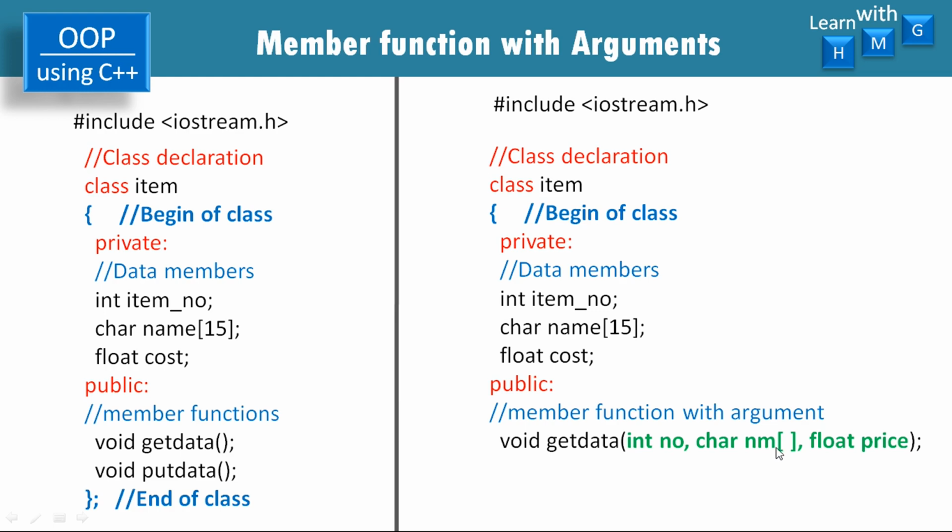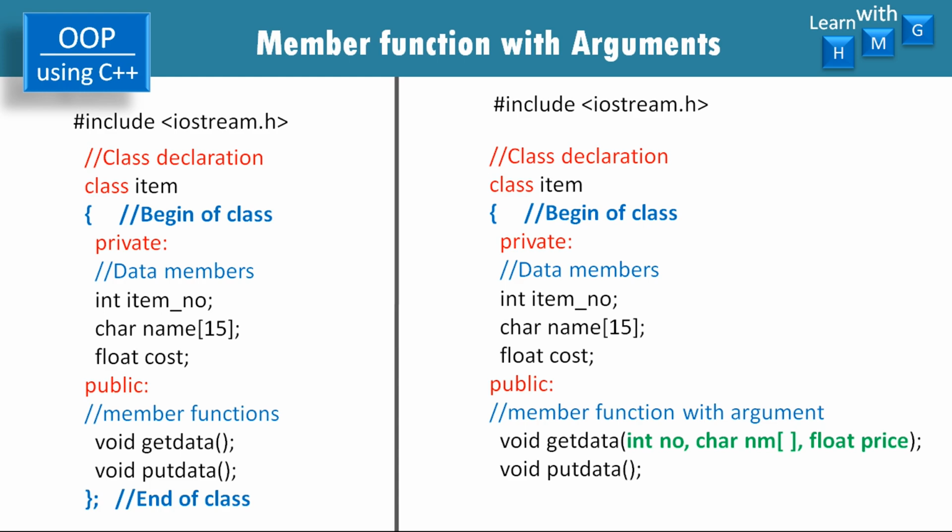Whenever you are passing a one dimensional array to the function, it is passed like data type, then name of array and empty square brackets. It is not required to specify the size whenever you are passing a one dimensional array as an argument. And the third data member is cost, for that the argument is price, and the same float type is used. Then the second declaration is put data, which is a void function without any argument, and end of the class.